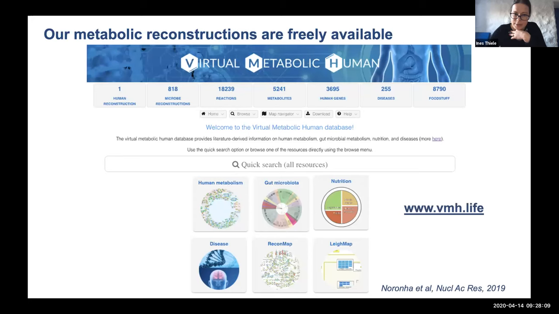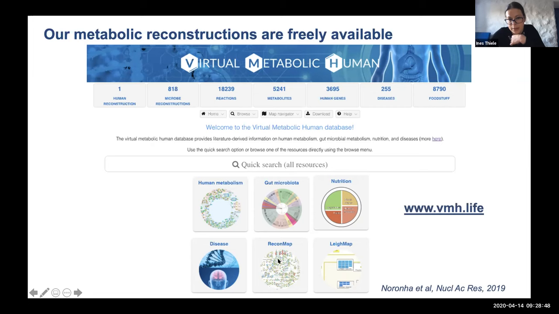So all our information is available, as I mentioned beforehand, in the Virtual Metabolic Human. You have a human metabolic resource where you can basically query the genes, metabolites, and reactions present in the human metabolic reconstruction and the gut microbiome reconstructions. They're both interlinked, and they share the same vocabulary and the same abbreviations. So you can ask which metabolites or reactions are only present in human or in the microbes, or which ones are present in both of them.